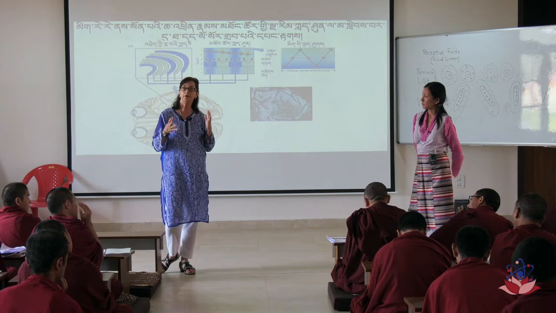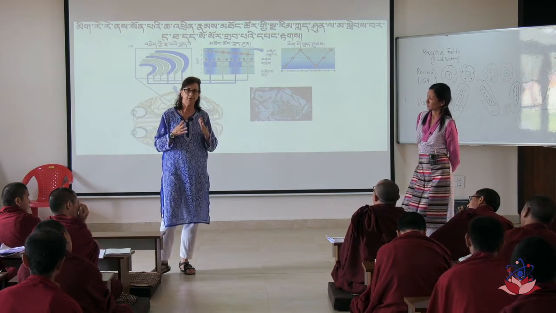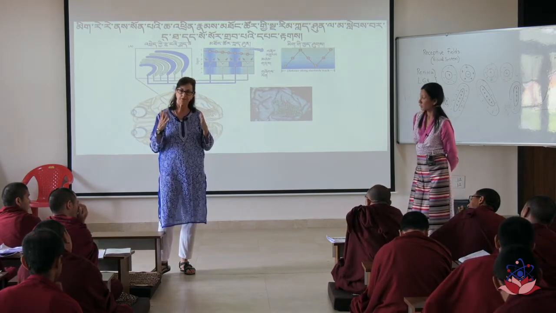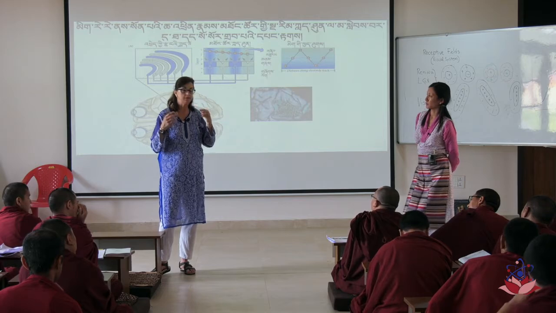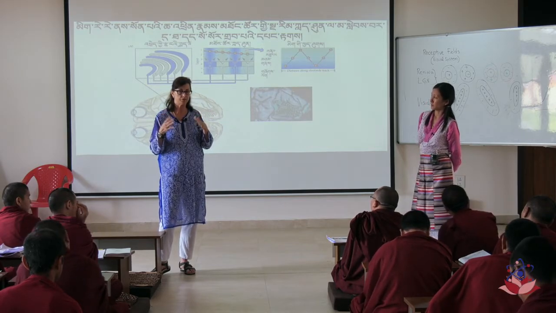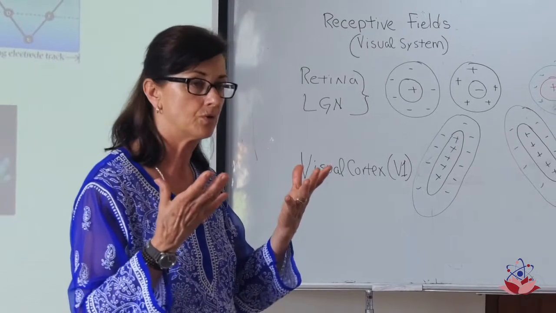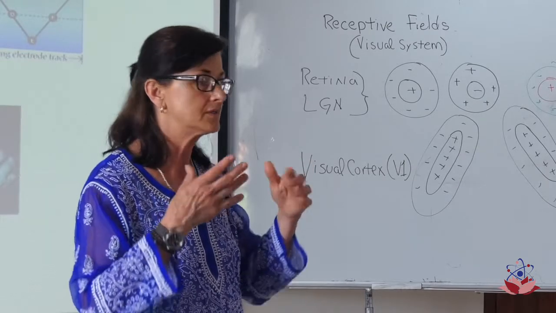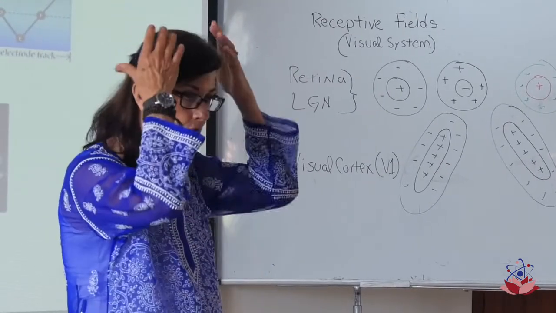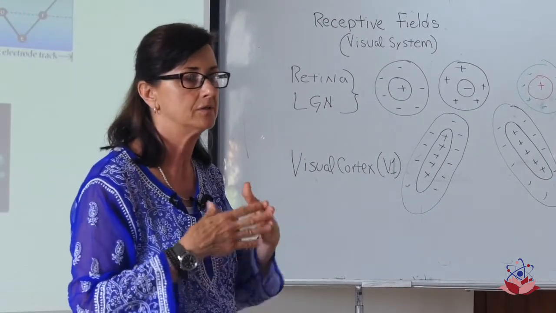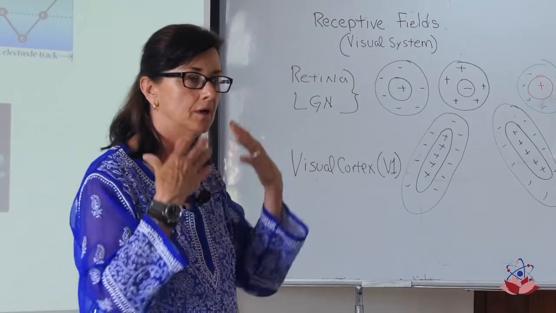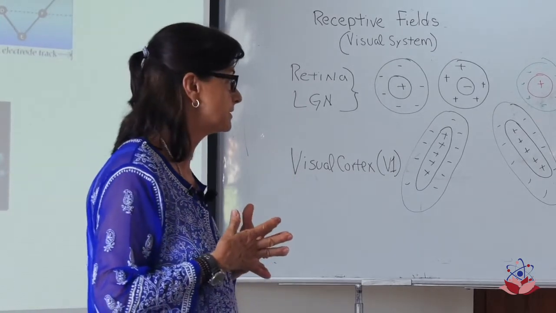So it's now thought that when we store memory, we store memories in the same areas that we initially process that information in. So visual memories may be stored in our visual cortex. Somatosensory memories may be stored in our somatosensory cortex. Olfactory memories are probably stored in olfactory cortex.